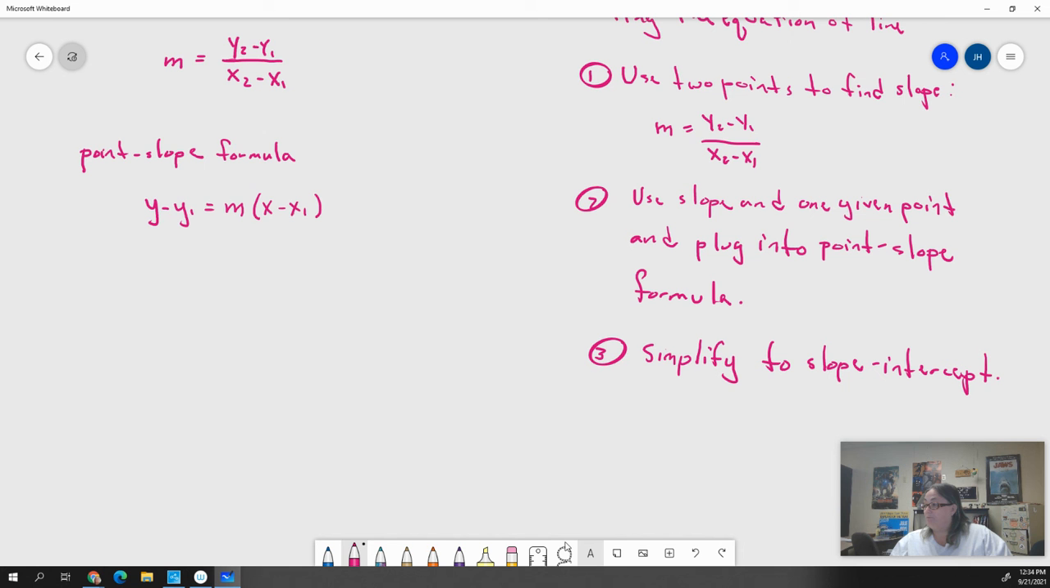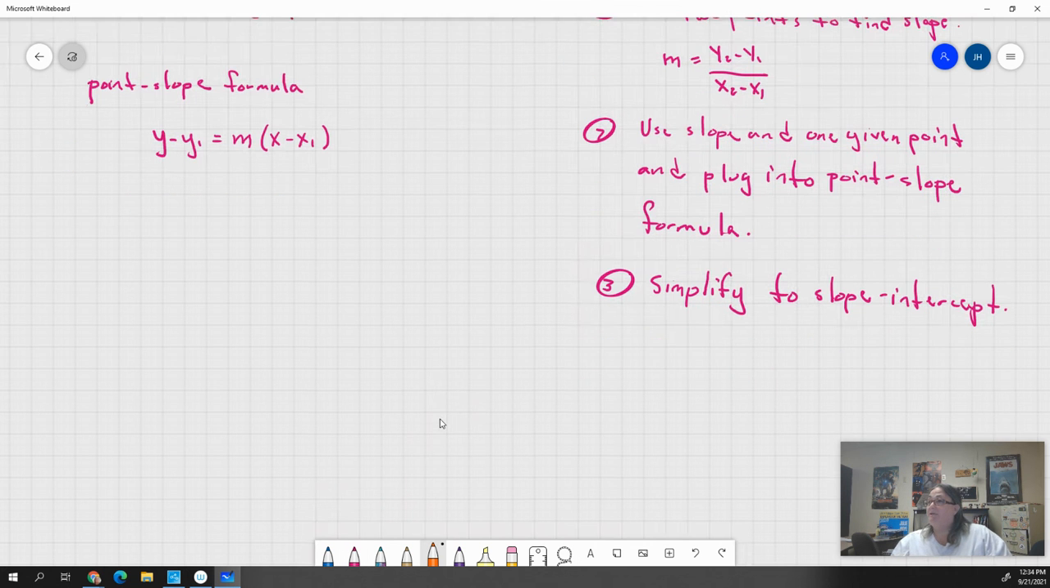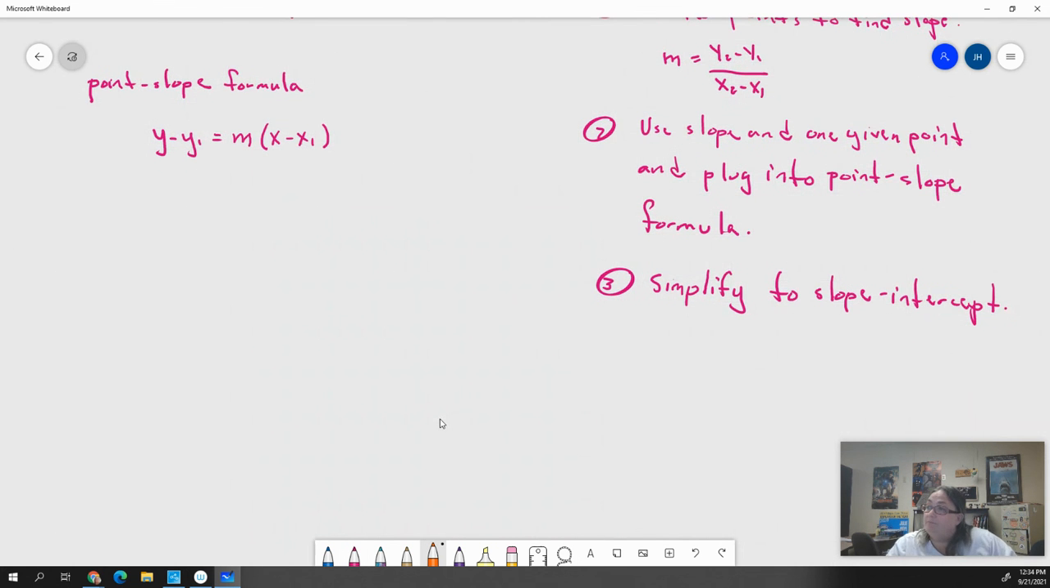Actually, before starting you with 2 points, what if we're just given an m equals 2 and a point? I'm making this up, right? I don't have notes here telling me what to do. I'm just making up a point, and I made up a slope, right? I have a slope of 2, and I have a point that I know is on that line.